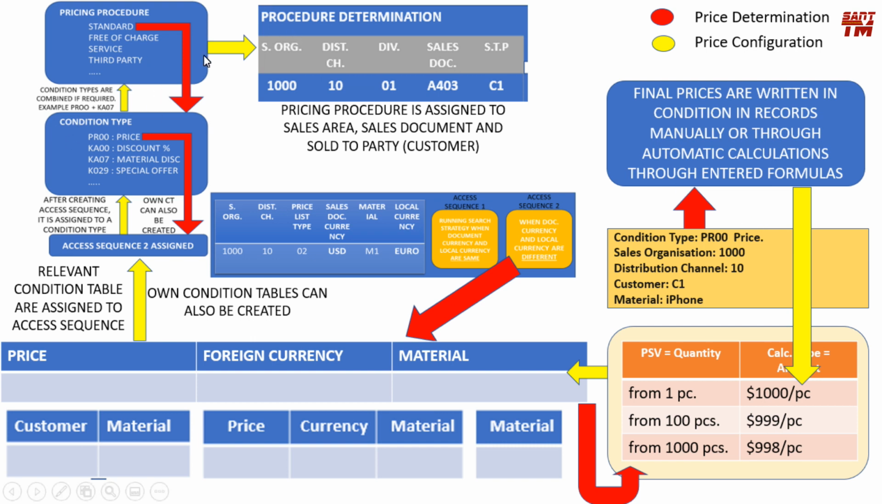And here you can see through this yellow arrow that this pricing procedure is assigned to this sales area, sales document and sold to party. That means the pricing procedure is assigned to sales area, sales document and sold to party. That means the customer. Whenever this customer C1 comes to this division of this sales organization, then this pricing determination procedure would be followed. So whenever we see the customer C1 later on in our sales document type A403, then we have to follow this pricing determination. This is called pricing configuration.